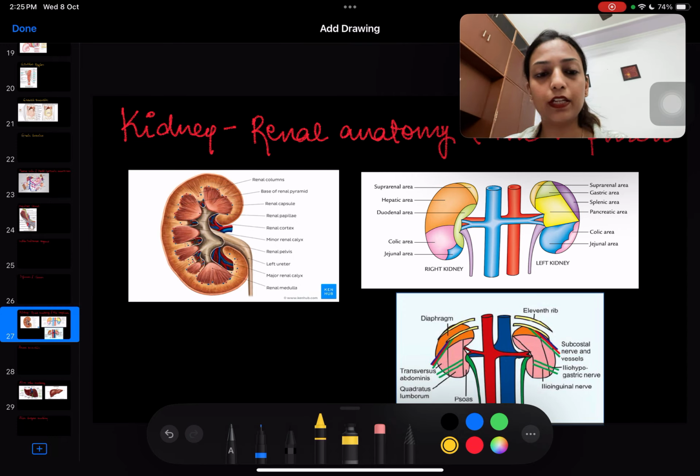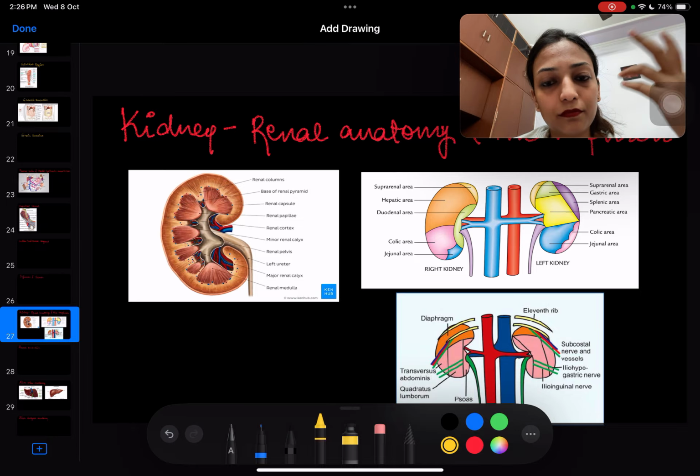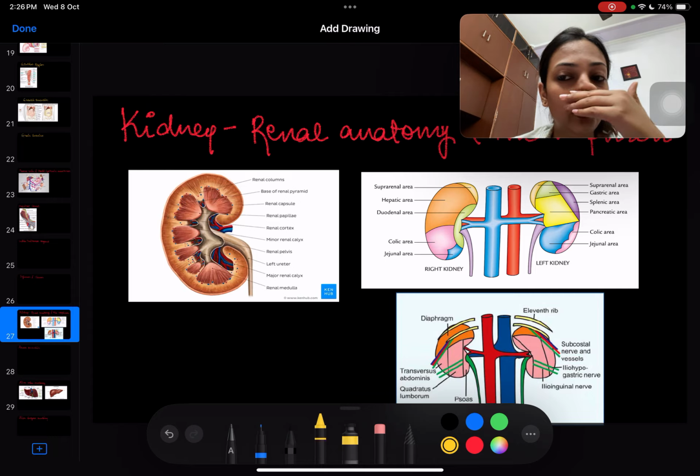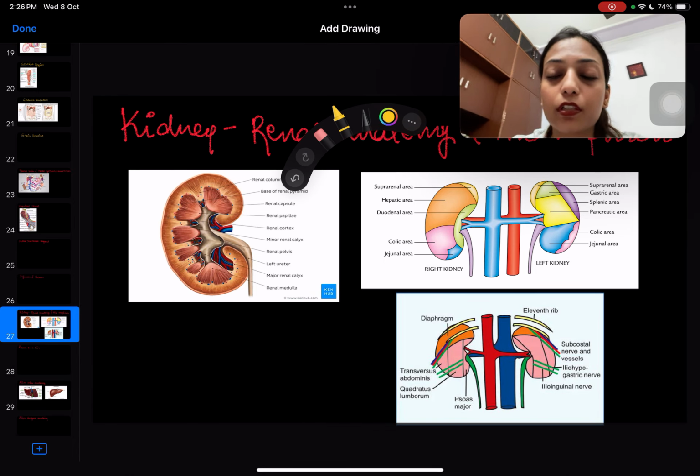So let's talk about kidney, the renal anatomy. See, I'll try to record, but I also have my duties, and I don't really know if I'll be able to record as much. I am just trying. This is just my honest effort here. Let's see how long I am able to stay motivated about it.